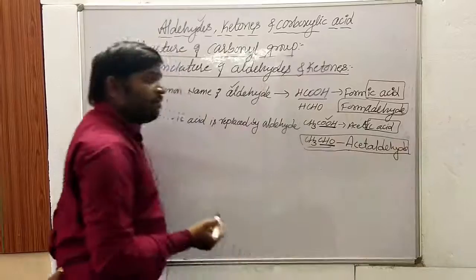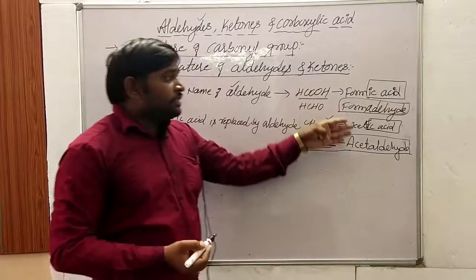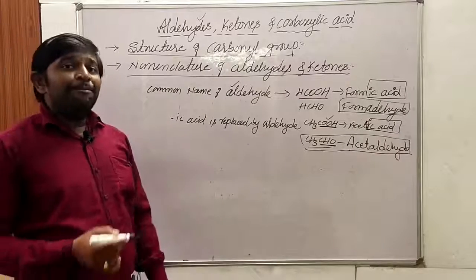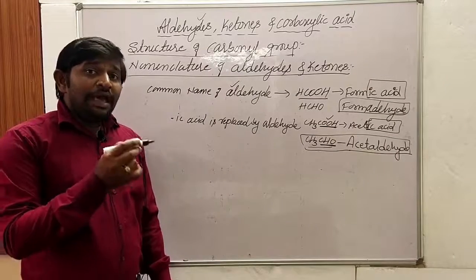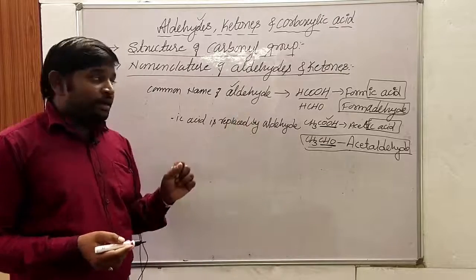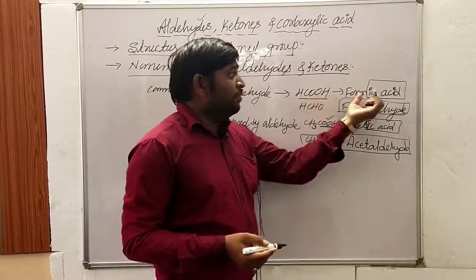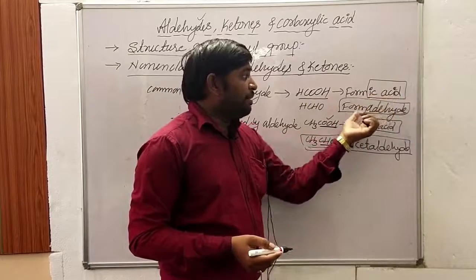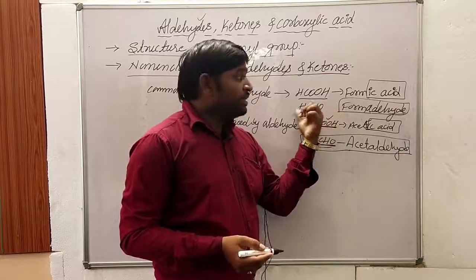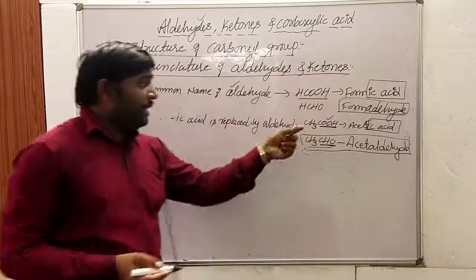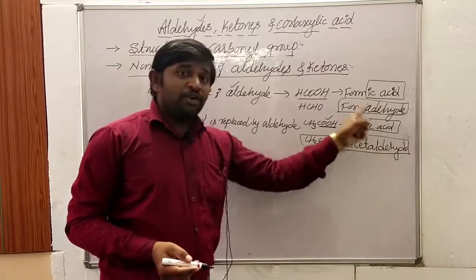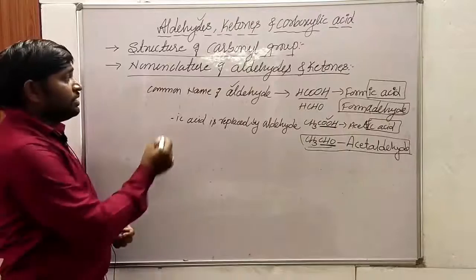These are some common names of these molecules. How do you write the common name for aldehydes? By replacing the IC acid of carboxylic acids with aldehyde. So from formic acid, IC acid is replaced by aldehyde, the CHO group is aldehyde, and that forms formaldehyde. This is acetic acid; replacing IC acid with aldehyde gives acetaldehyde. These are the common names of these aldehydes.